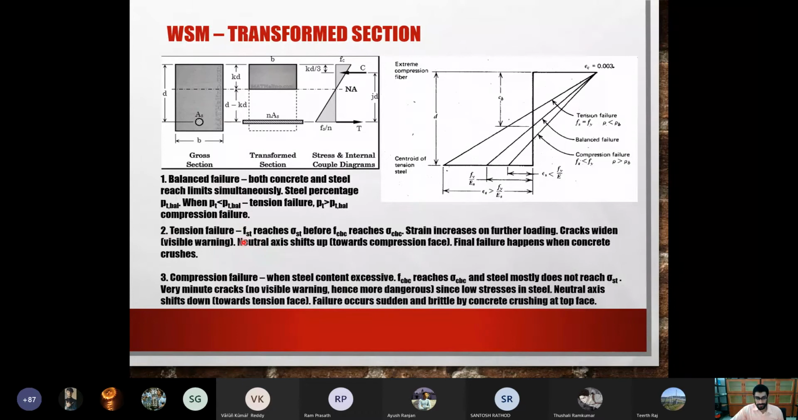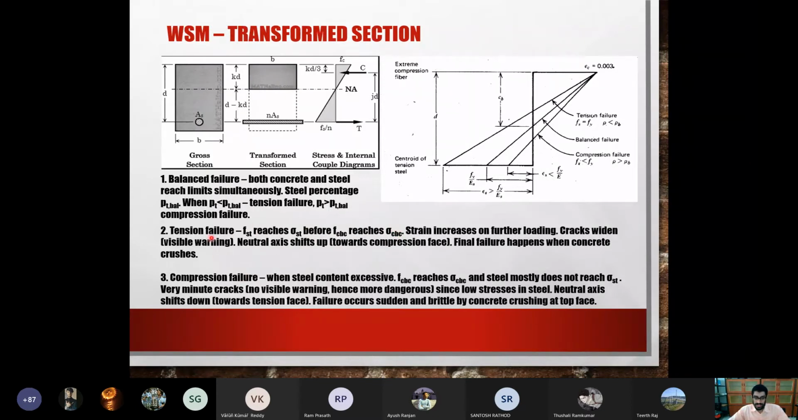This happens when the stress in steel reaches the permissible stress in steel, or the working stress of steel, before the CBC. C is for concrete, B for bending, C for compression: concrete bending compression stress. ST means steel. Wherever I use F, it means the actual stress which is there in that material. Sigma is used to denote the permissible or the working stress, the limit up to which you can allow it to reach. F is used to specify the actual stress existing in the material. So symbols are important; each of them tells you what it means. This is the actual stress in steel, the working stress allowed in steel, the actual stress in concrete in bending compression, and the working stress allowed in concrete in bending compression.